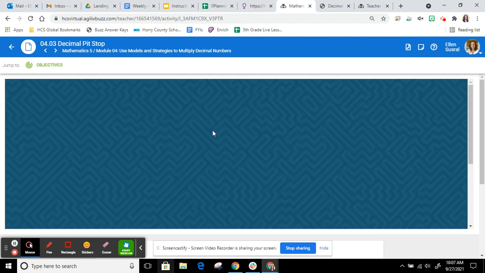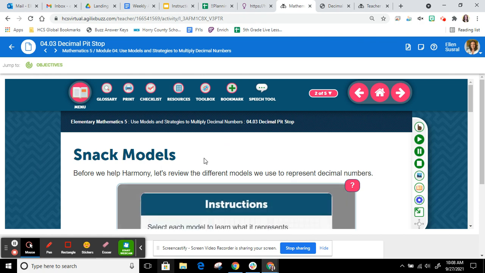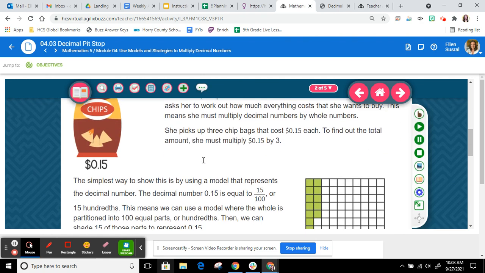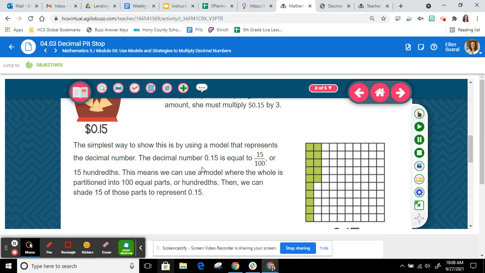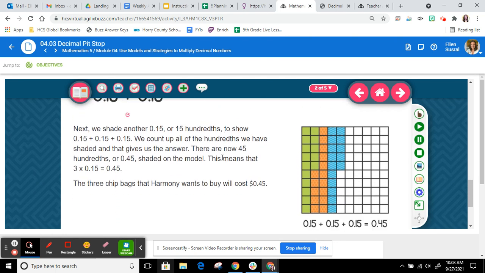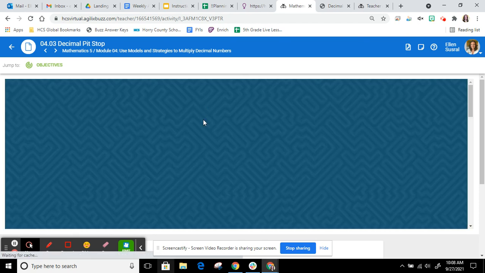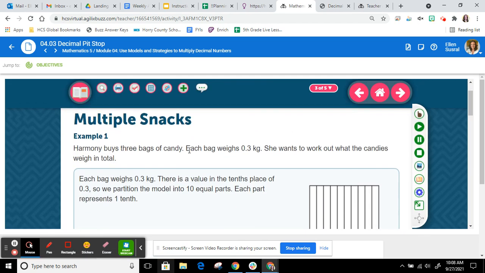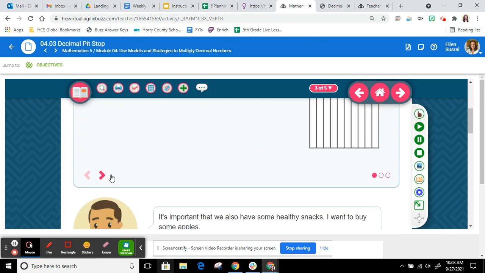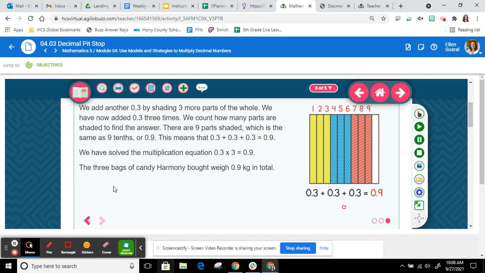You're going to want to make sure you go through all 5 pages of this lesson. This lesson does a great job showing examples of how to solve these multiplication problems. We're going to be looking at multiplying a decimal by a whole number, and it goes through step by step how to use the models to show your work. And in your assignment, you're also going to have to use the models to show your work. So like I said, it's going to be very important for you to go through the lesson, go through all the different examples, because it shows you exactly how to solve these multiplication problems using the models.